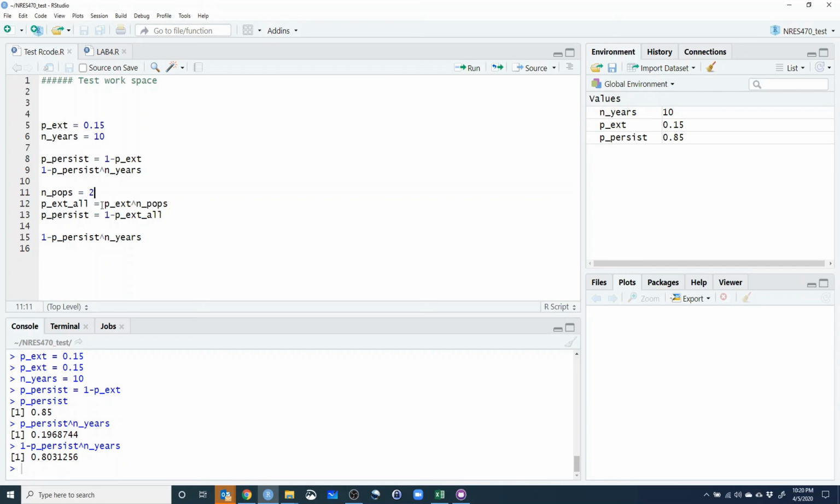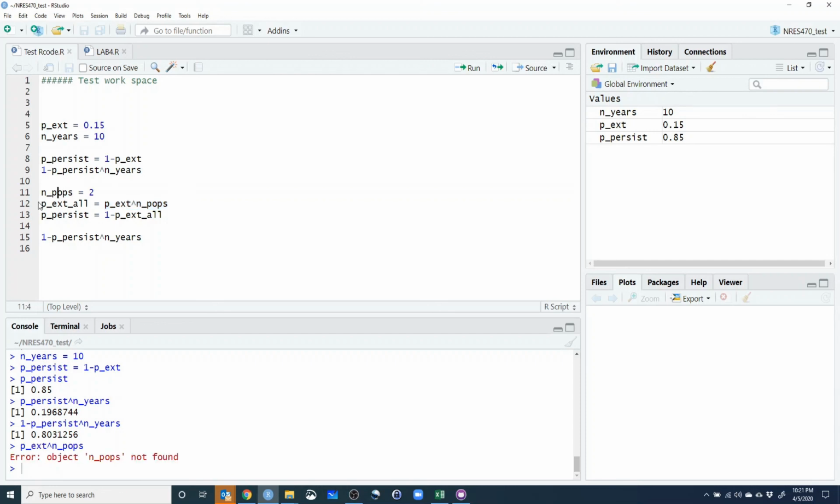If we want to understand the probability of extinction for both populations in the landscape, we have two populations in the landscape. We just multiply this probability of extinction by itself 2 times. So the probability of one population going extinct is 0.15. The probability of 2 populations going extinct is 0.15 times 0.15, or 0.15 to the number of populations power, right? So if we had 3 populations, the probability that they all go extinct in the same year is 0.15 times 0.15 times 0.15.